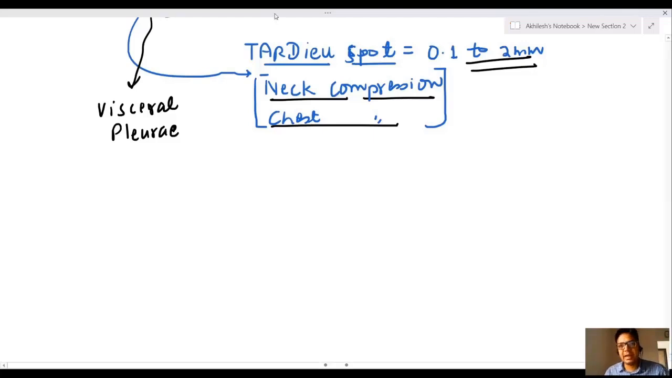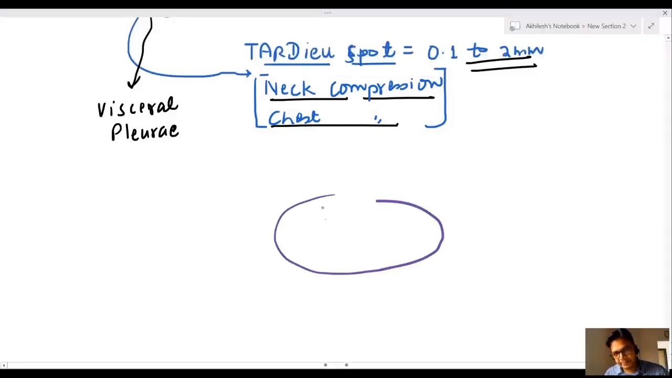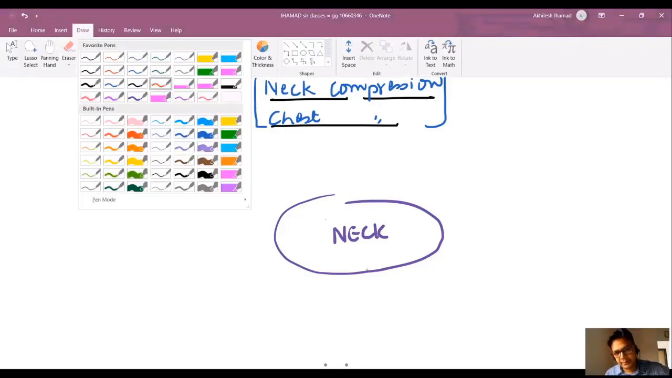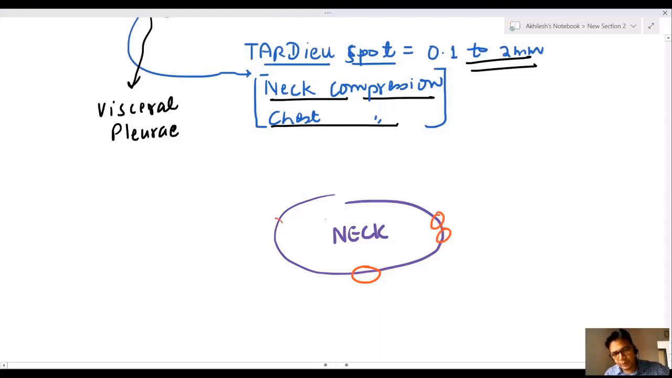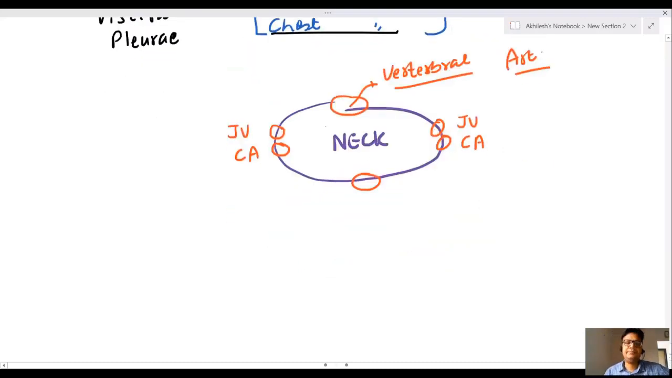Now, surrounding the neck, you have four vital structures. In front, you have the trachea. On the sides, you have two vital structures: the jugular vein and the carotid artery. And in the posterior part, you have the vertebral artery.